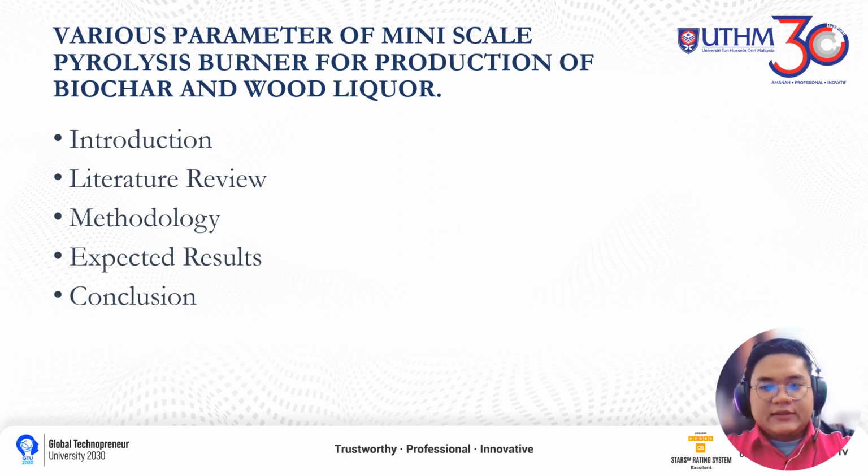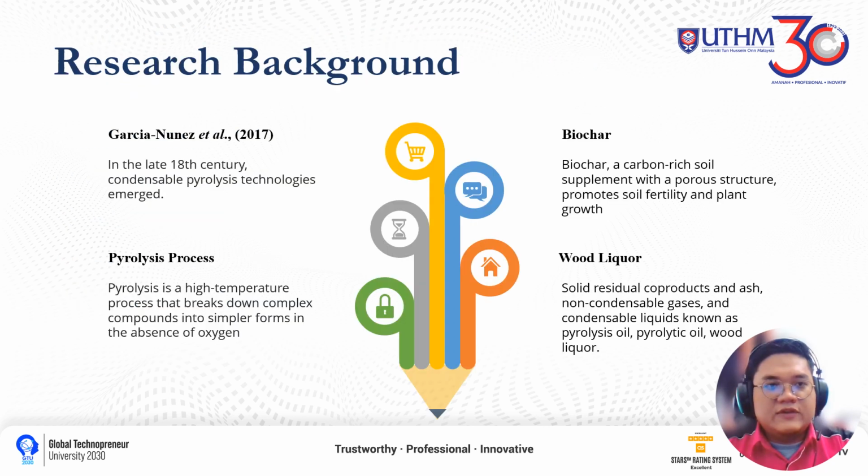For this research, it can be separated into 5 main points, which are introduction, literature review, methodology, expected results, and conclusion. Each of these chapters is also divided into a few subtopics. The first one is the introduction. The first subtopic is the research background.